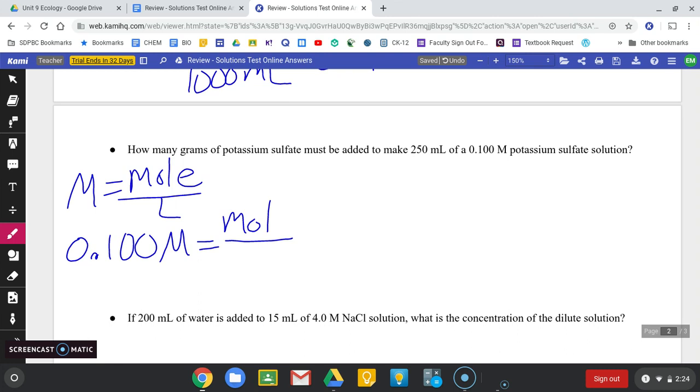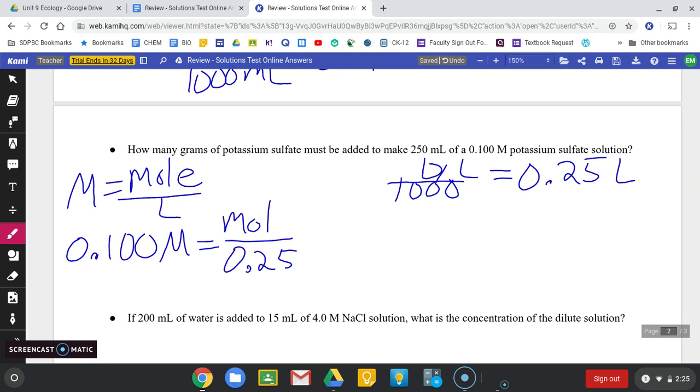Now 250 milliliters, you want to convert that to liters. You just divide it by 1,000 like we did up there. So that should be 0.25 liters. So there's your bottom number. Again, all you're doing is 250 divided by 1,000. That'll convert it from milliliters to liters. So now we just solve for moles. To solve for moles, you can just multiply each side by 0.25.